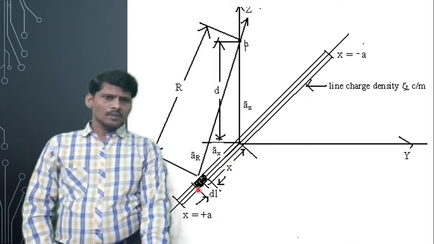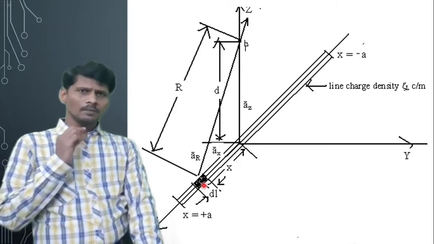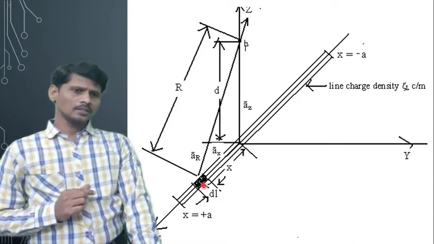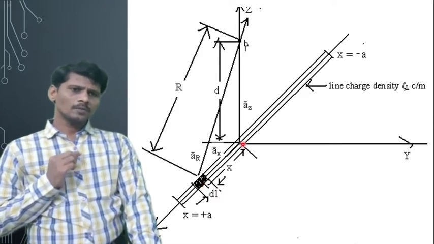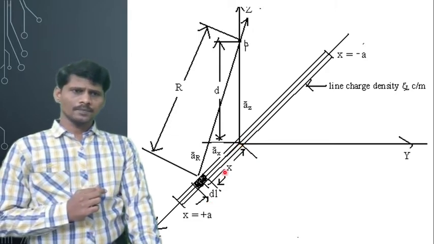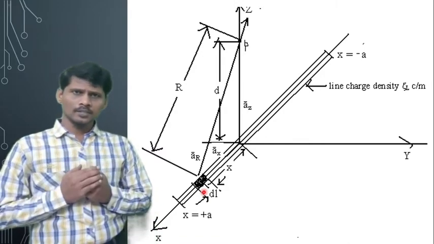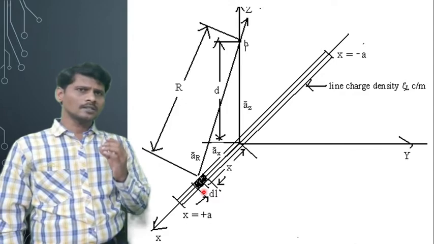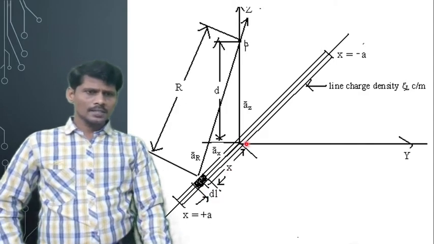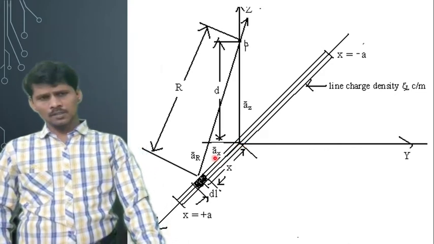After that, consider a small elementary length dl. dl is the small elementary length, placed on the finite line charge at a distance x meters from the origin. Consider a small elementary length dl bar on the finite line charge. So this is the x-axis. Because of that, along this direction the unit vector is ax bar.